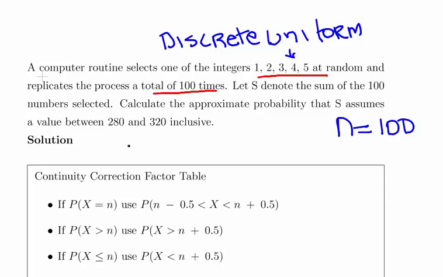So if you run this process each time, the 2, 4, 1, 3, and so on, and add up all the numbers, you should get a number close to 300, which is the expected value of this, not that we're asking it here. Just as a remark, we're also told to calculate the approximate probability that S assumes this value.